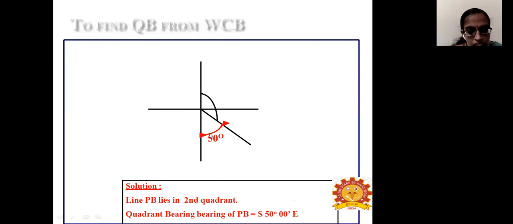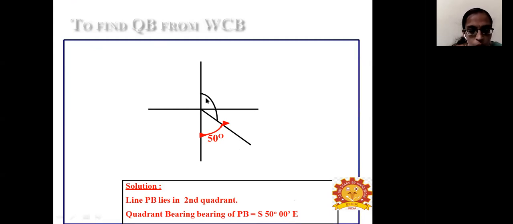So they have given this angle as 50 degree. So how do you have to mention this? This one is north and this is south, so you have to mention this as south, and from this direction it is known to be the east. So this is how you have to find this quadrilateral bearing system.